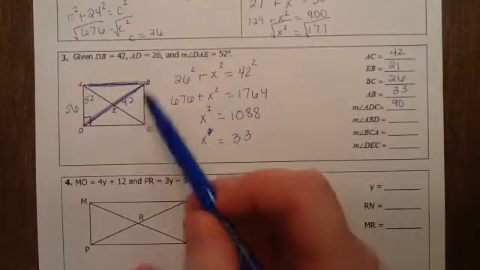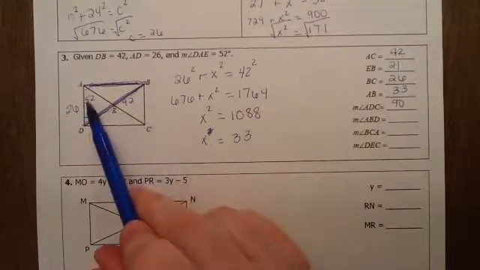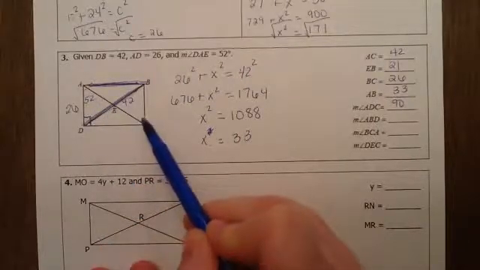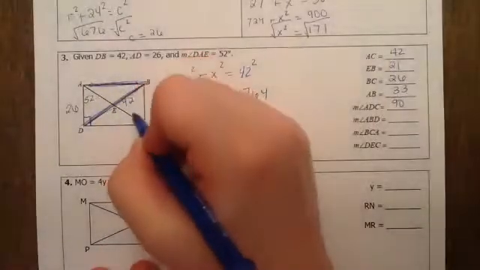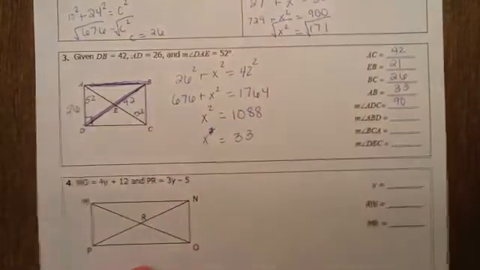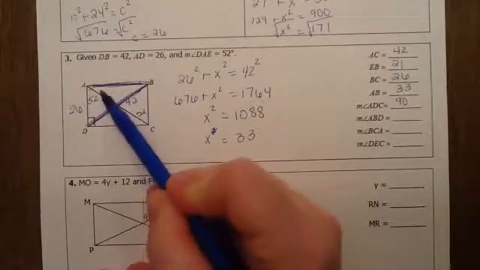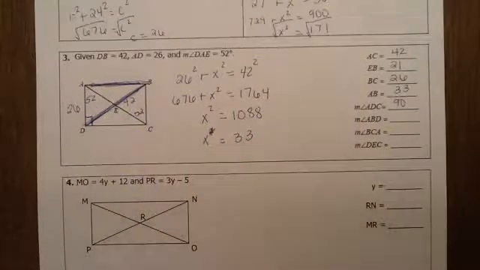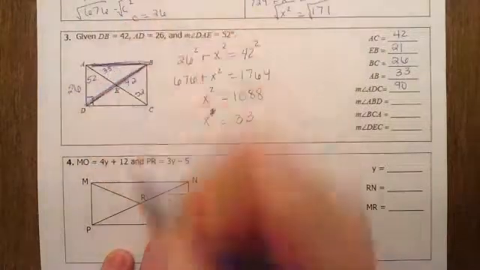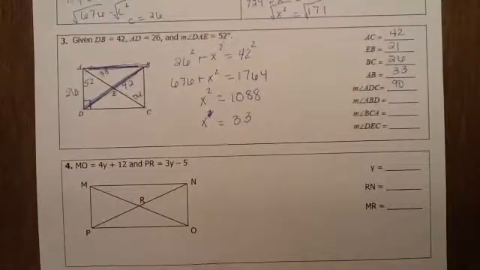Well, let's start looking here. If this one's 52, what must this one here be? 52, alternating interior. Okay. I can then find this piece here. Each angle must be 90, so 90 minus 52, 38. I still need to find ABD.